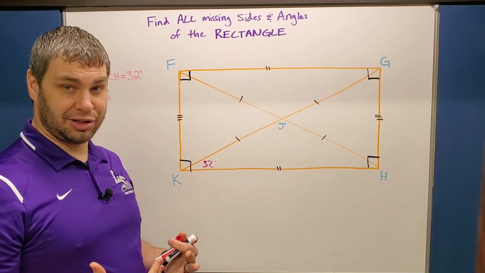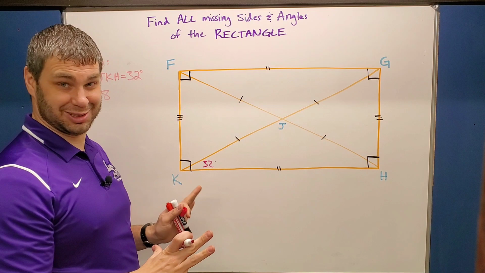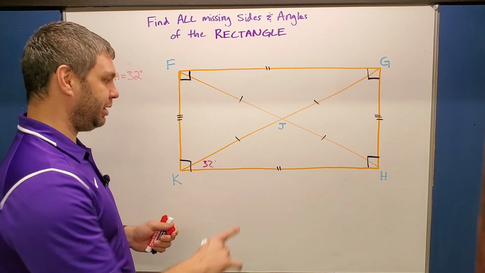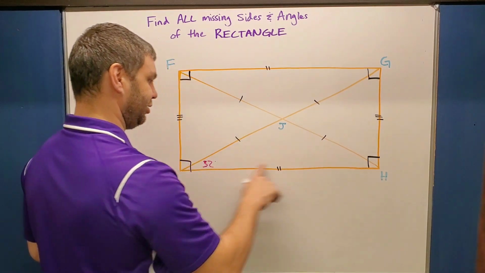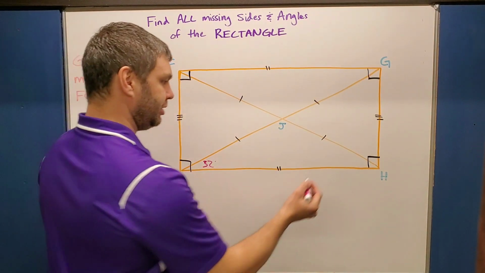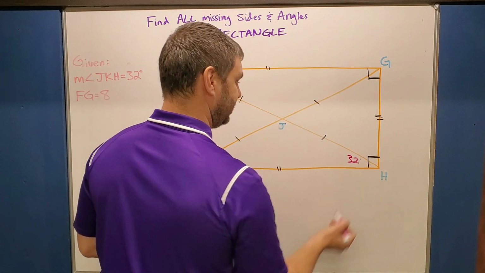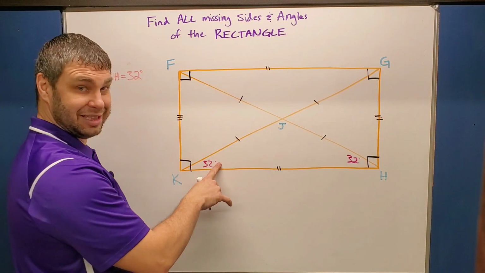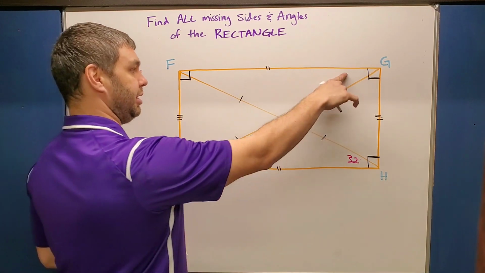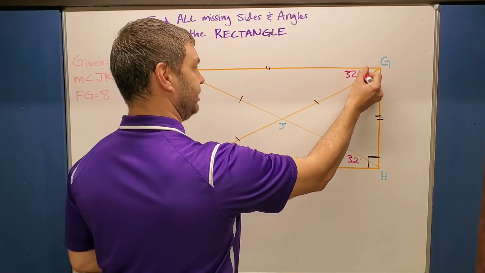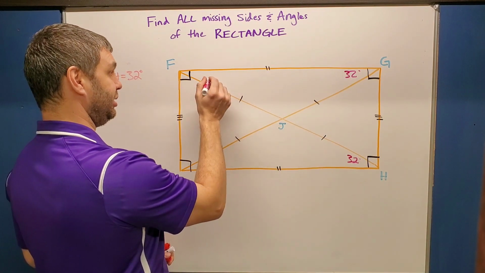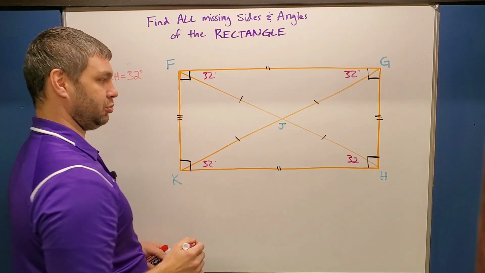And this actually unlocks a ton of information, because not only is this angle 32 degrees, but this is an isosceles triangle. And we know that the base angles in isosceles triangles are the same. So this is also 32 degrees. As well as this is an alternate interior angle, since this is a parallelogram as well as a rectangle, up here at 32 degrees. And again, another isosceles triangle, or you could think alternate interior angle from this one, but this is going to be 32 as well.